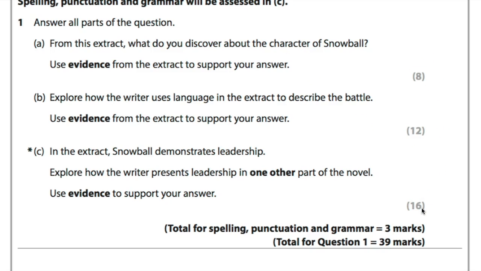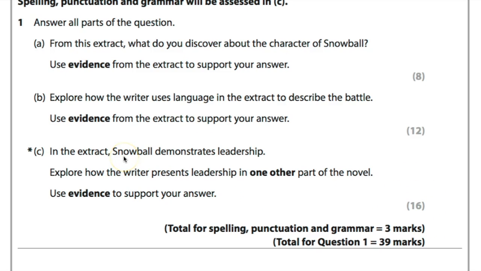So you want to time your answering of this whole section of the exam paper accordingly. So you spend the least amount of time on 1A, because it's the smallest amount of marks available for it, and the most amount of time on 1C, because you've got the most number of marks available for this.